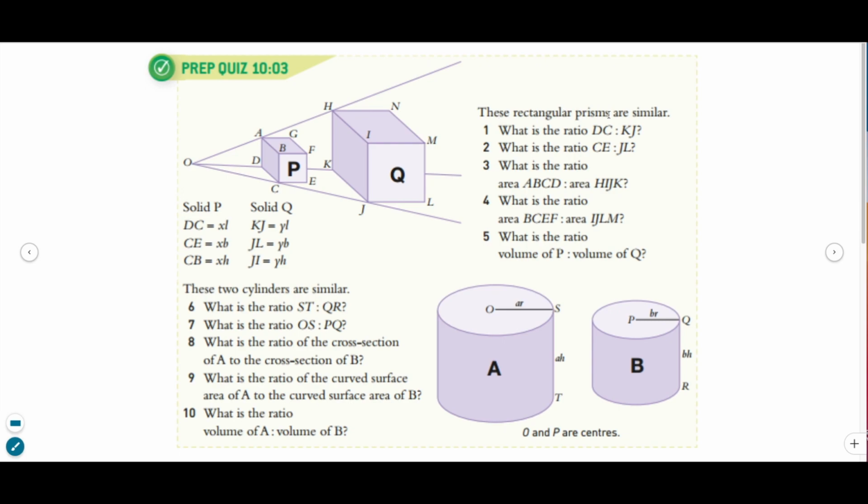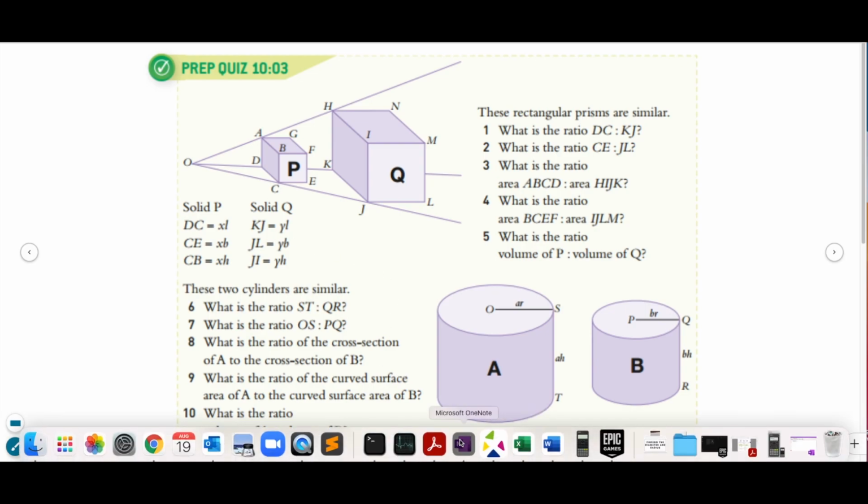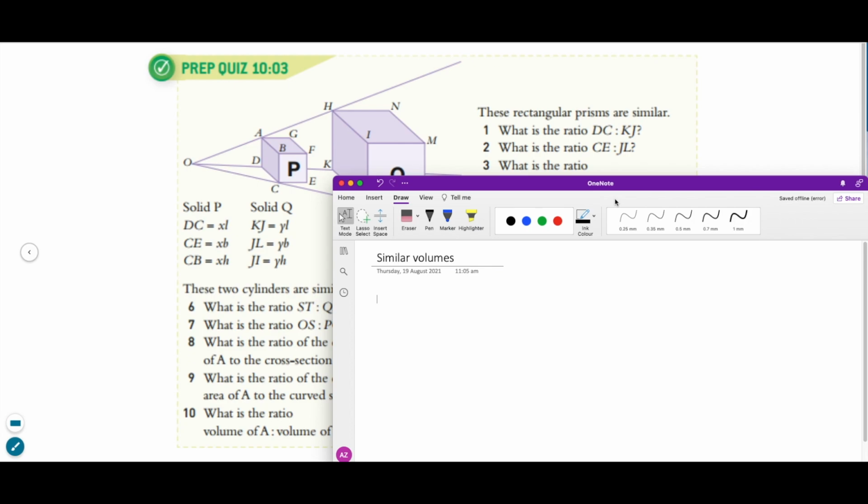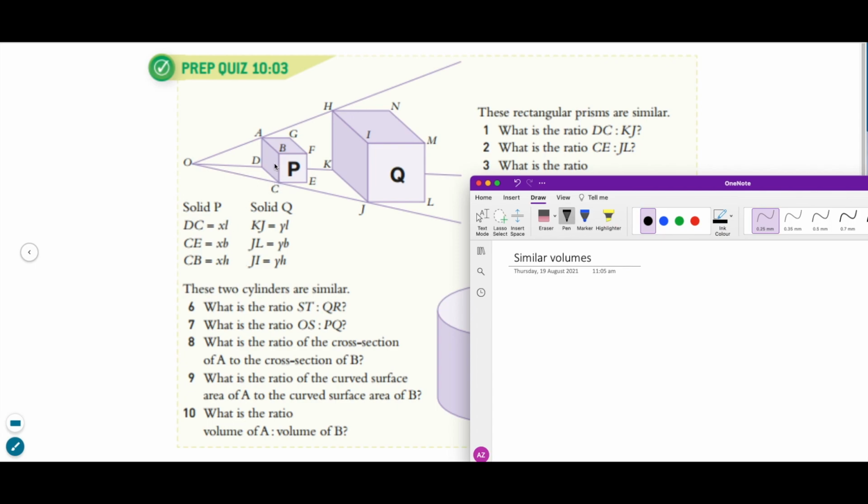So as you can see, these rectangular prisms are similar. Okay, as you can see, Q is just a bigger version of P. Now the first question is, what is the ratio of DC to KJ? Okay, so I'm just going to take out the notepad. Let's take a look. So DC is this length here, which is the XL. So the ratio should be XL to what? What is KJ? KJ is YL, right? So it's basically comparing these two lengths. So XL to YL. Now you want to simplify this because there's L for both. So you just divide both sides by L, you get X to Y. And that's question 1 done.